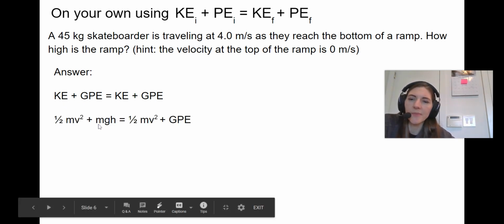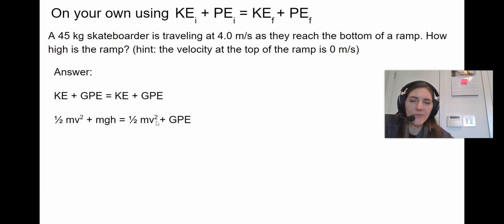1/2 mv squared plus mgh equals 1/2 mv squared plus GPE. And GPE here, this final, is what's going to give me my height. Now, this is a pretty simple equation compared to the other one because at the get-go, I have 45 kilograms and I have a velocity, 4 meters per second, but I'm at the bottom of the ramp, which means I have no height. So initially, nothing is gravitational potential energy. All of the mechanical energy is contributed by the kinetic energy.